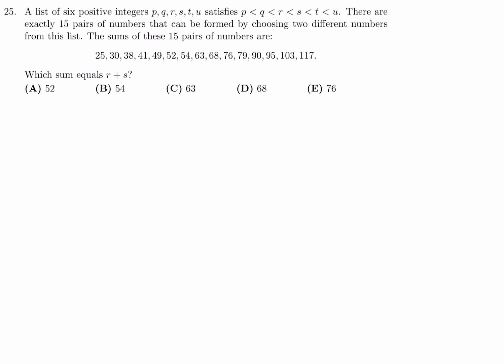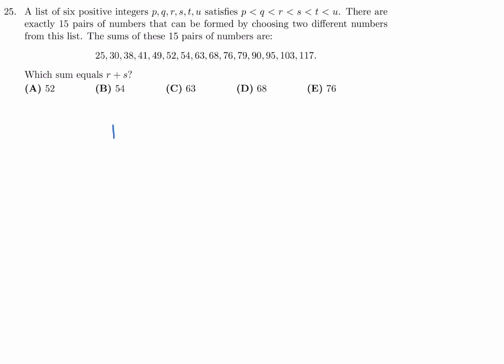A list of 6 positive integers p, q, r, s, t, u satisfy that p is less than q, less than r, less than s, less than t, less than u. There are exactly 15 pairs of numbers that can be formed by choosing 2 different numbers from this list. The sums of these 15 pairs are as follows. Which sum equals r plus s?